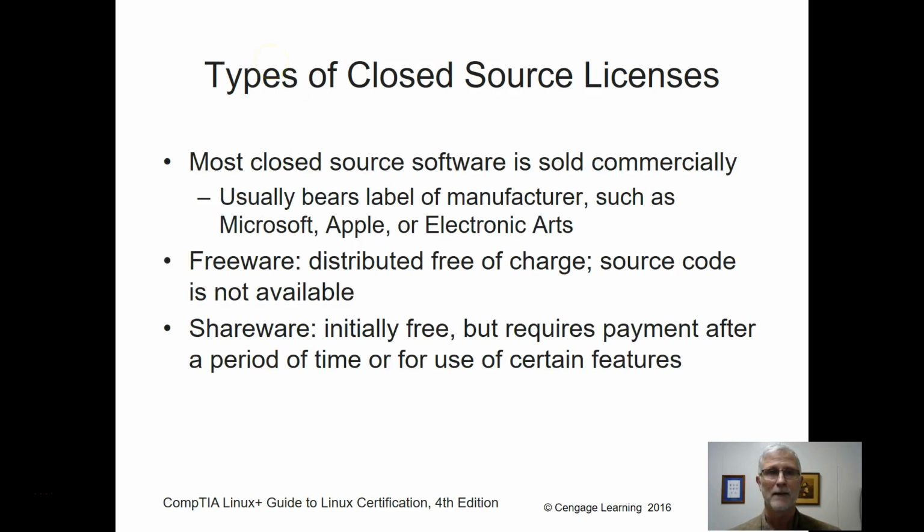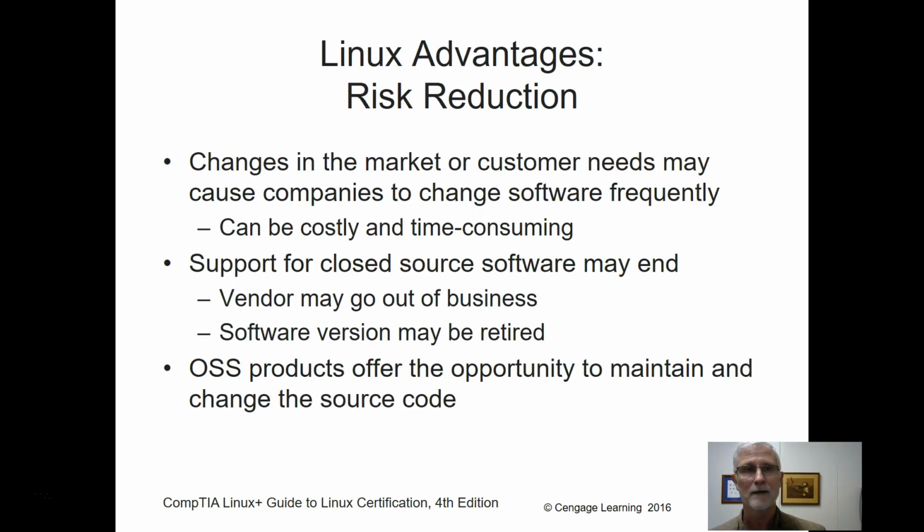Now, types of closed source licenses: most closed software is sold commercially. So Microsoft, Apple, Electronic Arts. Freeware, like I said, is distributed free, source code not available. Shareware is initially free but you pay later.